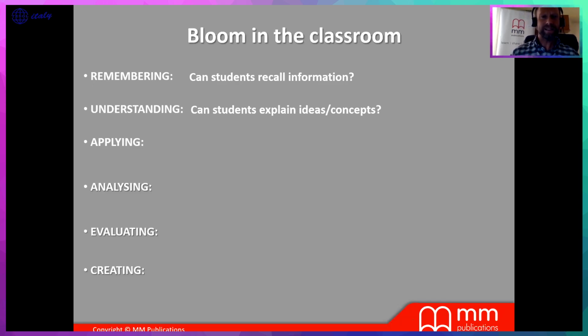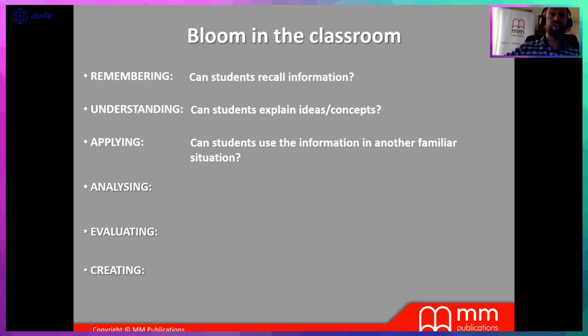Understanding means that can the students, after having read a text, let's say, for example, can they explain the ideas and the concepts from that? Moving on a bit more up the level, it's all about, can students make use of the information that they have extracted from the text in another familiar situation?